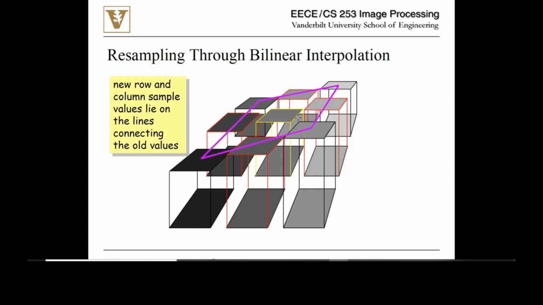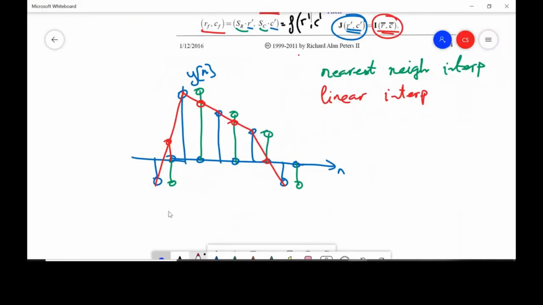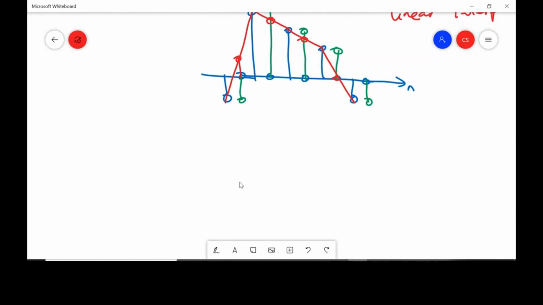Okay, so let's make a break. Okay, so let's think of this statement that the equivalent of fitting a line in one dimension is fitting a plane in two dimensions. Let's think why that is the case.